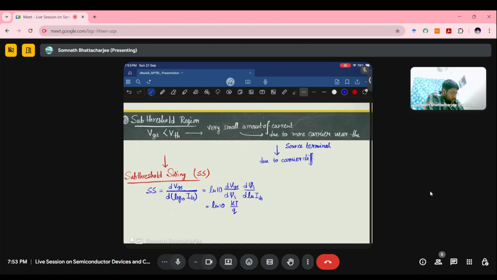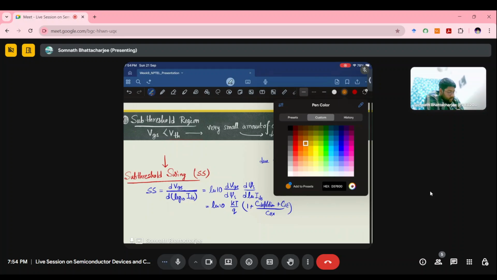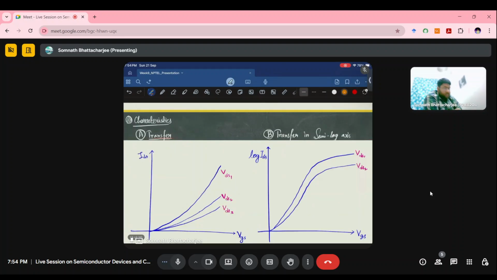the thermal voltage, with 1 plus C depletion with the C interface divided by C ox. So this is the value of SS, and how to determine these values is directly from the plots we have got from the device itself. So if we are plotting this thing, as we know that we need a decade change in the IDS, so it is very easier to do it on the semi-log scale.